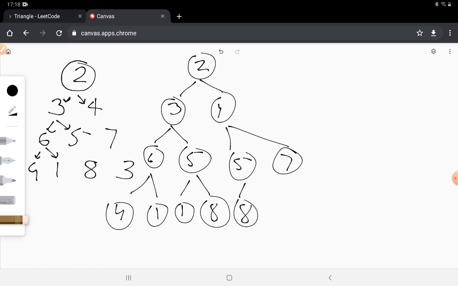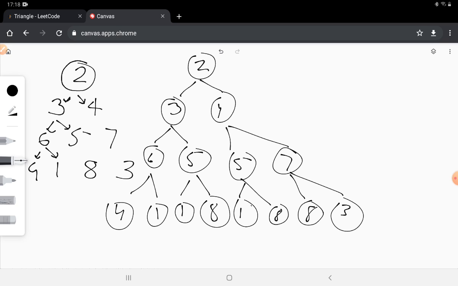Sorry, this is 5 again. So from 5 of course you can go to 1 or 8. And from 7 you could go to 8 or 3. So these are all the possible paths.